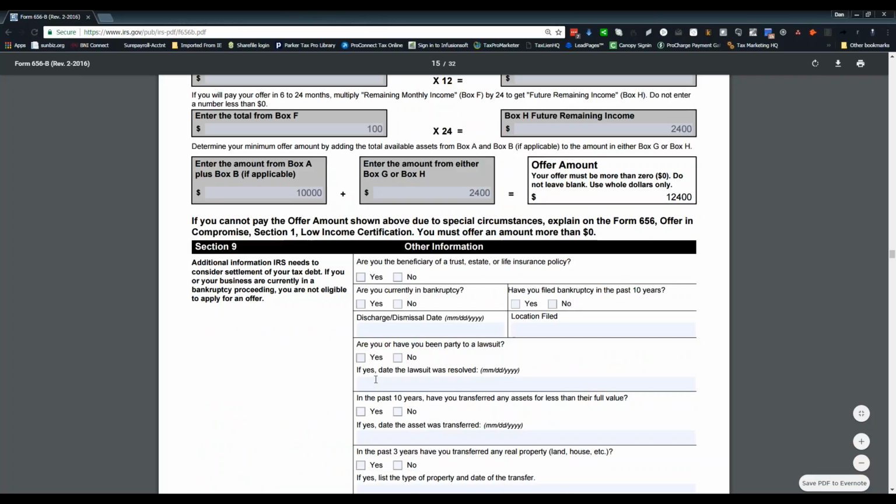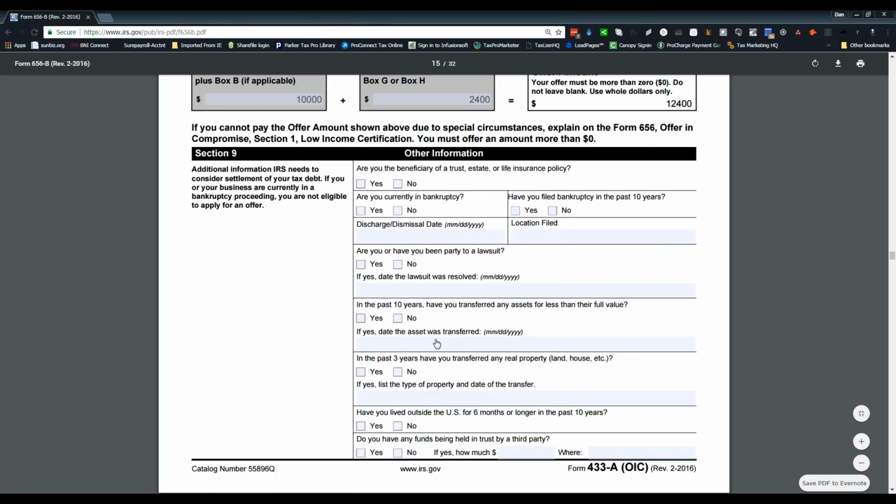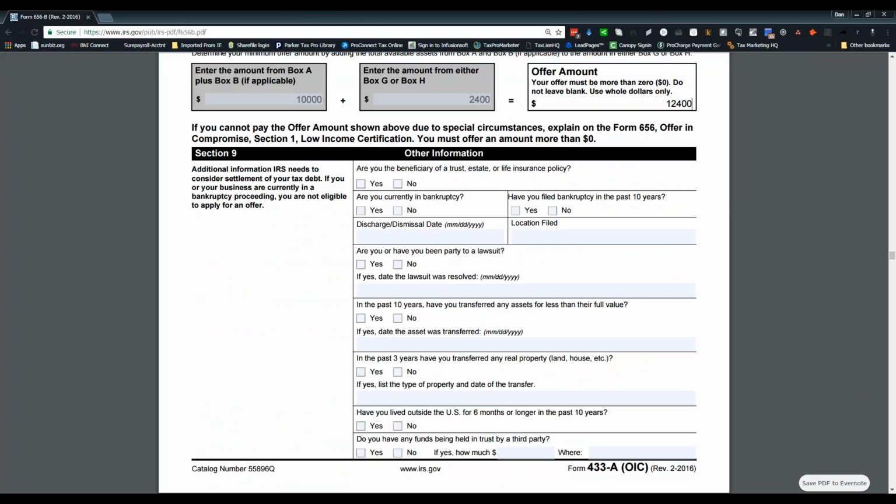Now, lastly is this very important question section. Here they're looking for, are you a beneficiary of a trust, estate, or life insurance policy? At the end of the day, they're just looking to see if there are any other monies that might be due to you, and then potentially what time frame they might be looking for.